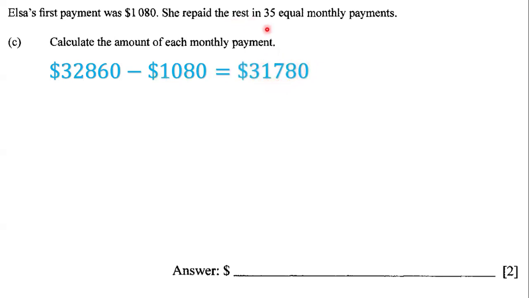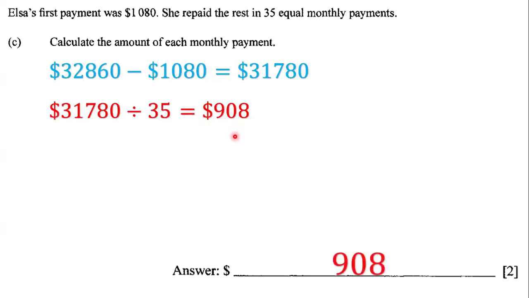That's how much is left that needs to be paid. It says that she paid the rest, which is this amount, 31,780, in 35 equal monthly payments. What does that mean? That means we have to take 31,780 and divide it by 35. That gives us 908. And so the amount of each monthly payment is $908. And that's the answer to this question.